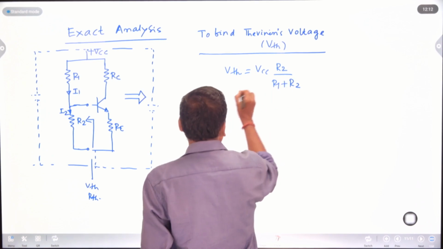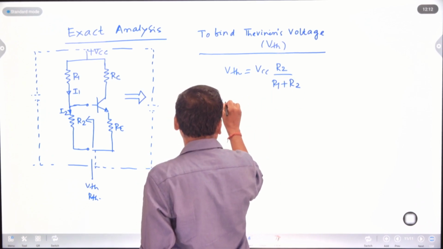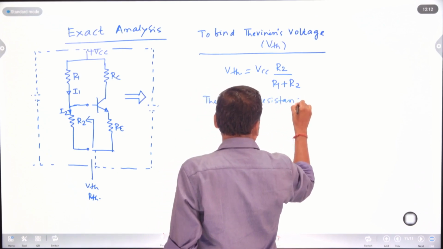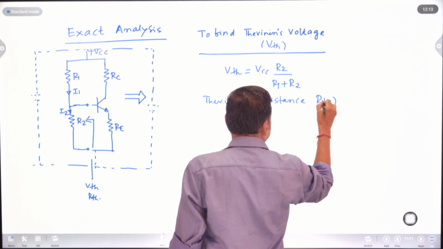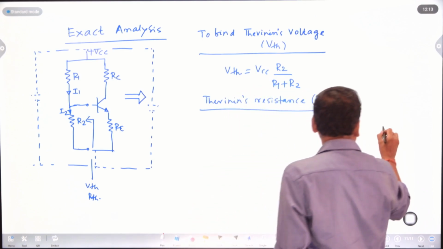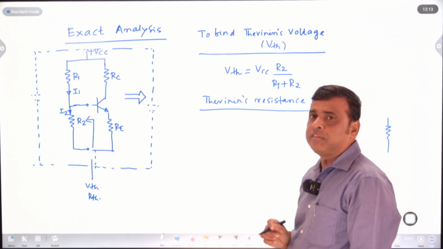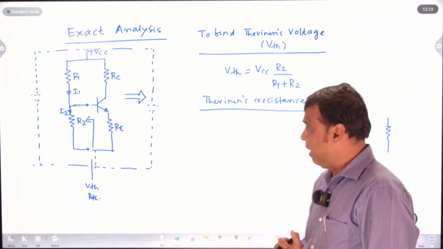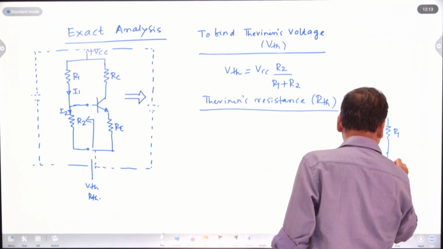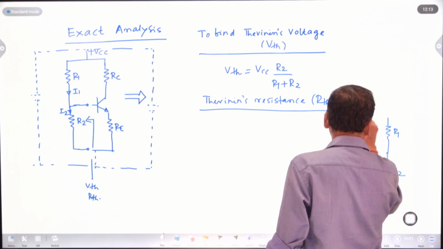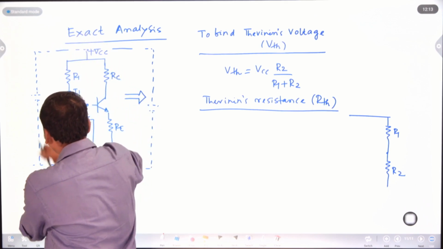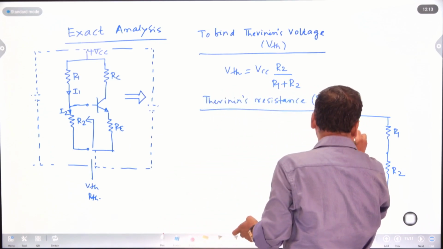Then Thevenin's resistance, RTH. How to calculate Thevenin's resistance? To calculate it, all the voltage sources should be short circuited and current sources open circuited. Let this be your R1 and this R2, and here the voltage VCC is applied from here. This voltage source should be short circuited like this.